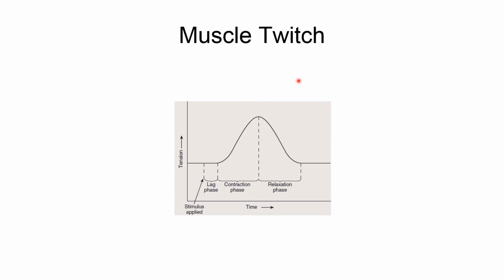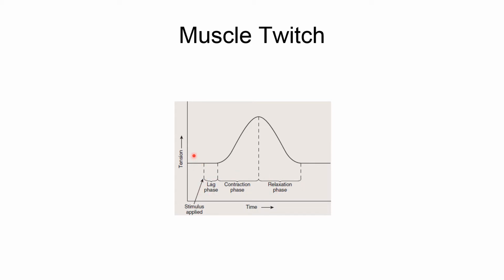A muscle twitch is a single contraction of a skeletal muscle. When we plot tension in the muscle against time, we can see that there are three phases of a muscle twitch. These phases are the lag phase, the contraction phase, and the relaxation phase.